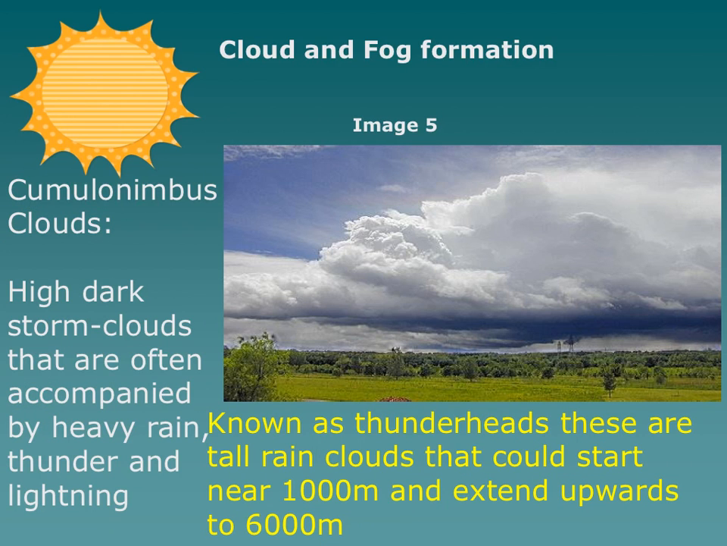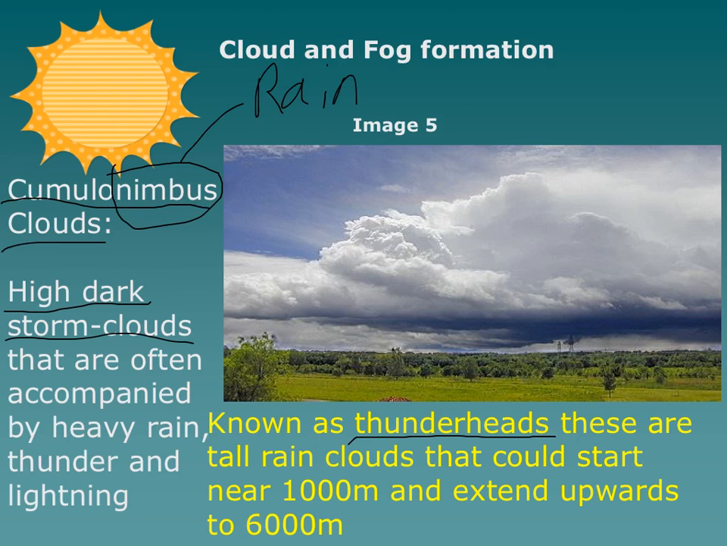Also part of this family of clouds are the Cumulonimbus clouds, and there's that nimbus again, which implies rain. Alright, they are high, dark, tall storm clouds. They are also known as thunderheads. They are the ones that produce short bursts of really intense storms and produce lightning. They can start at 1,000 meters, could be the base of the cloud, and the top could be at 6,000 meters. They can span immense heights.